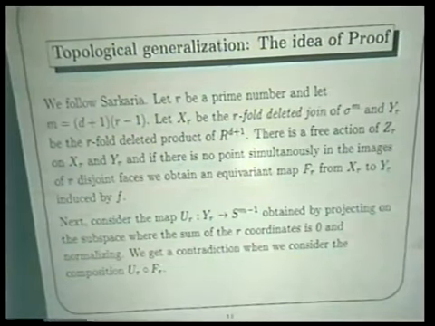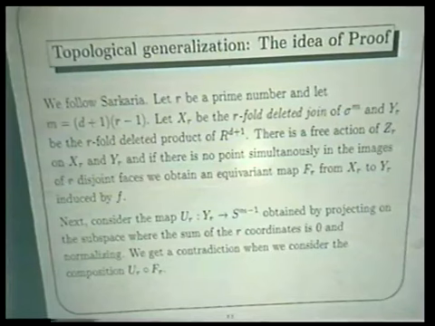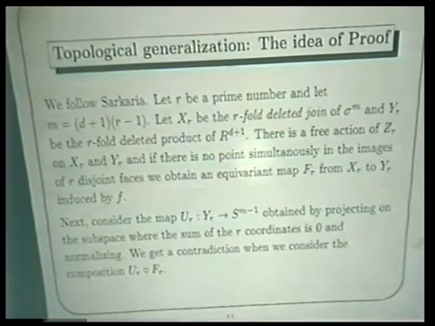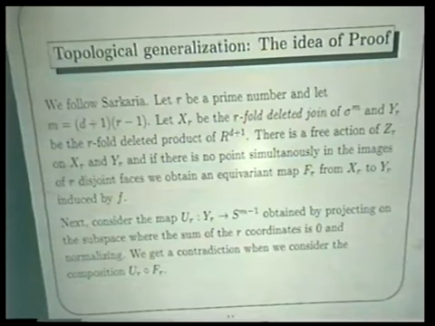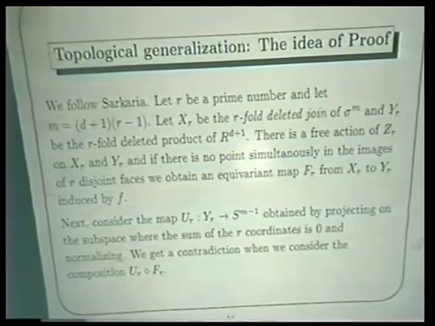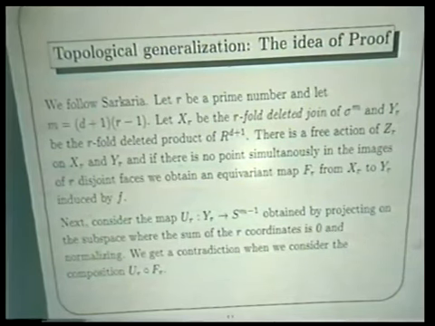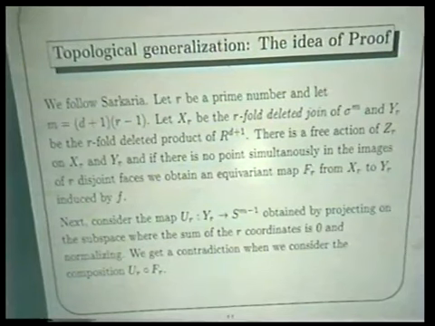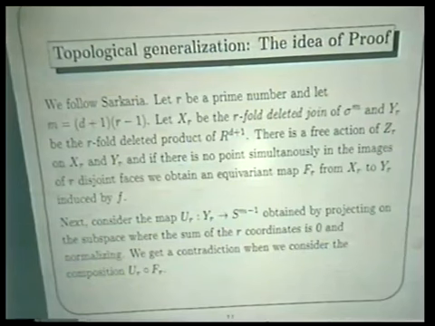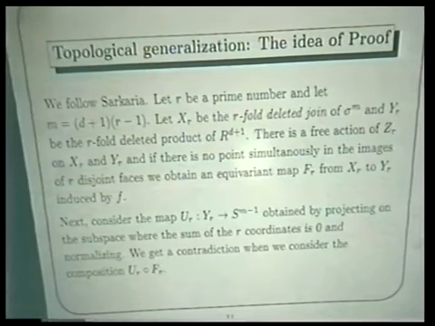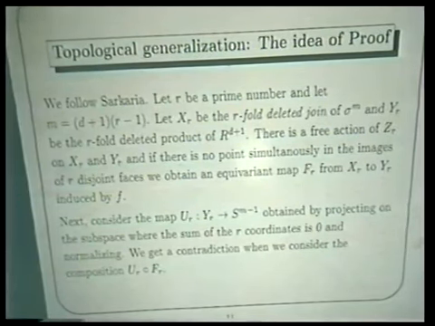Then there is a free action of Z_r, the cyclic group of r elements, on both X_r and Y_r. And if there is no point which is simultaneously in the images of r disjoint faces, we can obtain an equivariant map, f_r, from X_r to Y_r, induced by the original function f. The reason this map is defined, the reason we can delete the diagonal, is because we assume that the theorem is not true. So we don't need the diagonal.